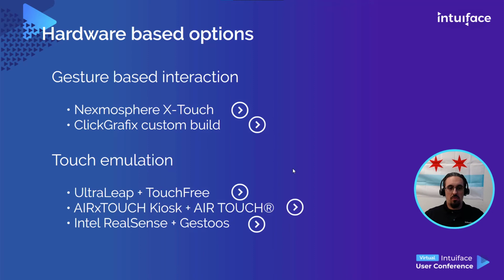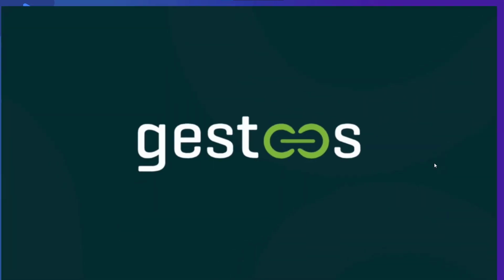The last partner I want to talk about is Gestoos, where they're using Intel RealSense 3D cameras. They also work with other brands of cameras like Orbbec. So let's have a quick look at their video.